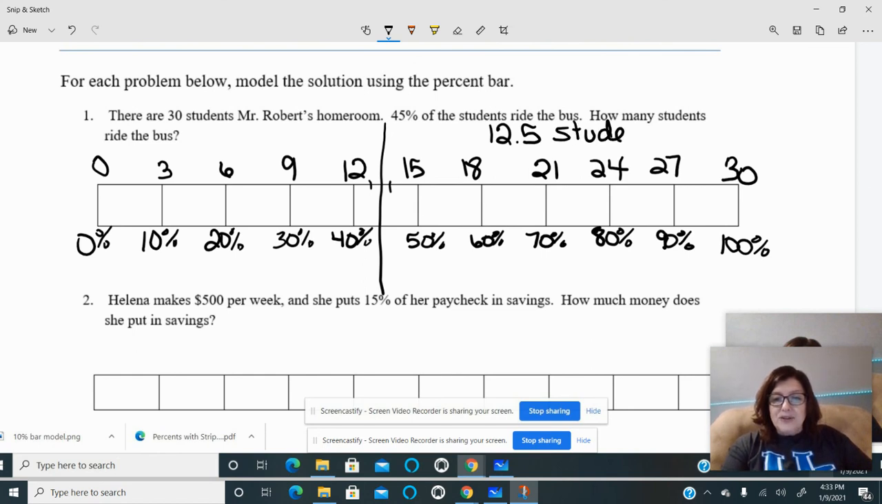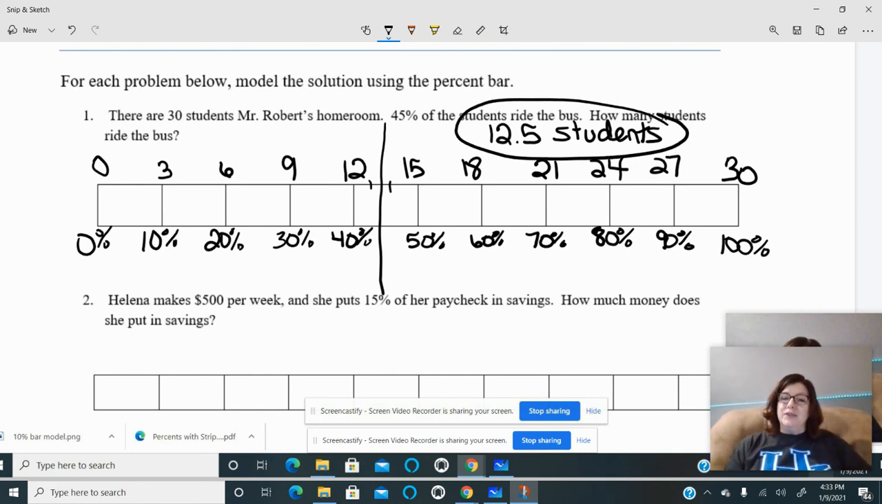But that sounds a little strange, 12.5 students. If this were a problem we're working out in class, we'd go ahead and say we'll round that to 13 students. But because this one is multiple select, you're going to choose the one that says 12.5 students. Plus, we're just practicing finding percents right now, so we want to be as accurate as possible. Okay, I hope this helps. There's a total of 8 problems. This is the first one, so you can go ahead and select your answer for number 1 and then continue working.